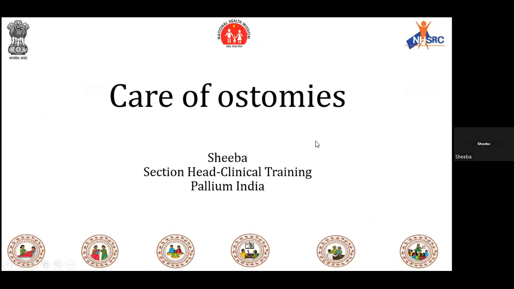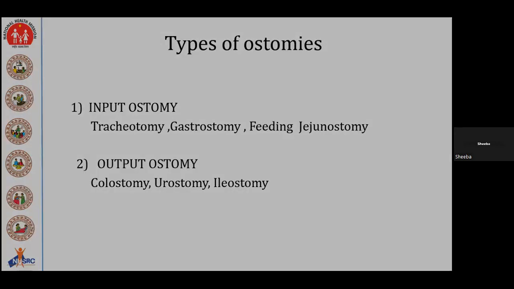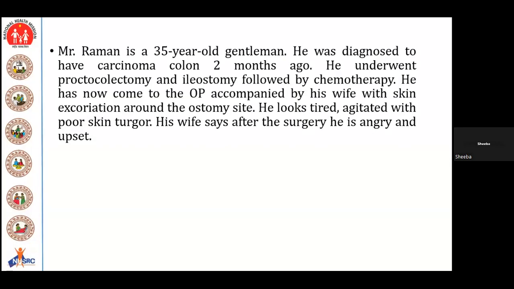Coming to ostomy care, there are two types of ostomies you have seen: input ostomies and output ostomies. Input ostomies are tracheostomy, gastrostomy, and feeding jejunostomy. Output ostomies are colostomy, urostomy, and ileostomy. So here is the patient scenario. Can anyone please read it out?